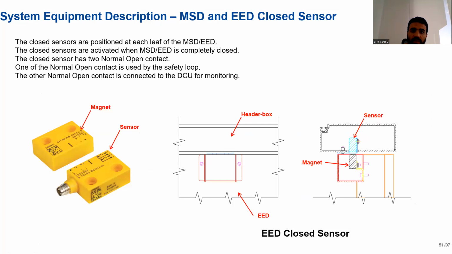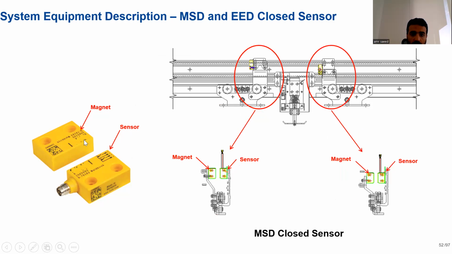Here, more details: you can see two sensors. You can find one sensor for the safety loop and the other one for monitoring. The sensors are activated when everything is okay, meaning every door is closed and locked. This is a magnet, and another sensor. You can find one here in the header box and the other one in the door.